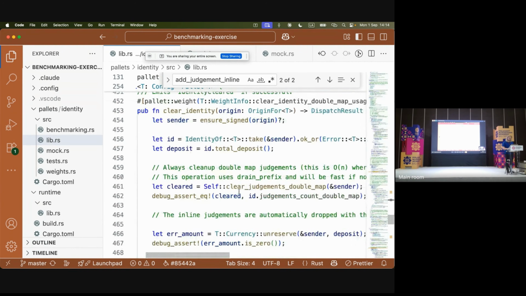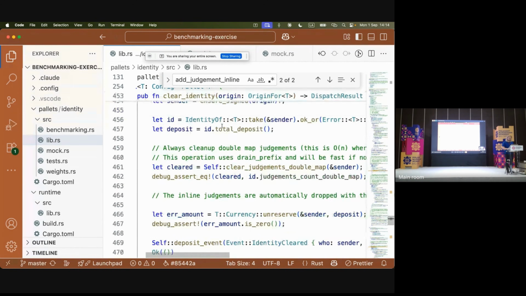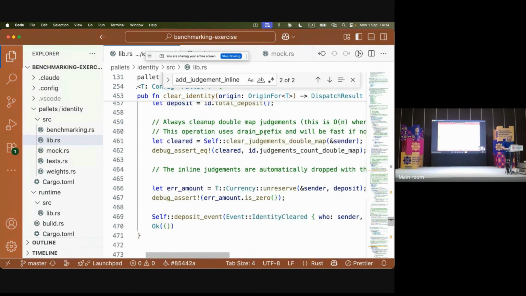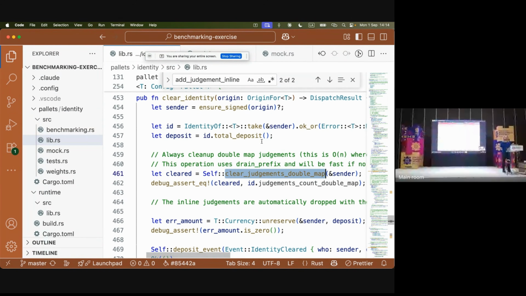Now, if we look at clear identity, you will see that we take the identity, which includes, of course, the inline judgments. The vector of judgments is in there, in the identity. But what we also do is we clear the double map of judgments. So now, if you looked at the actual code as it is here and treated it as a proper pallet, what you would do is set up the worst case where you provide a lot of inline judgments and you fill the judgments double map. That would be the proper worst case, right? The more judgments, the more stuff we have to clear.